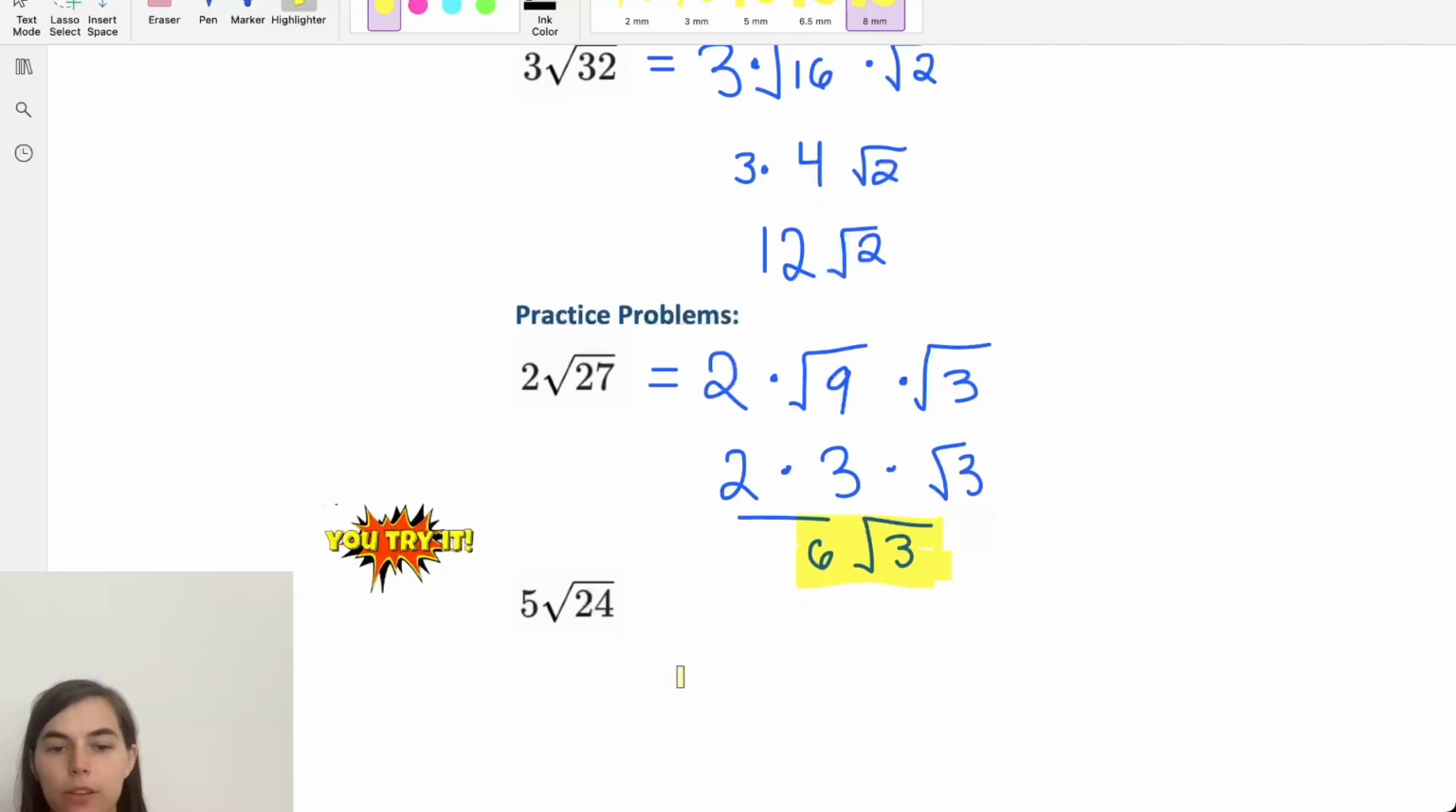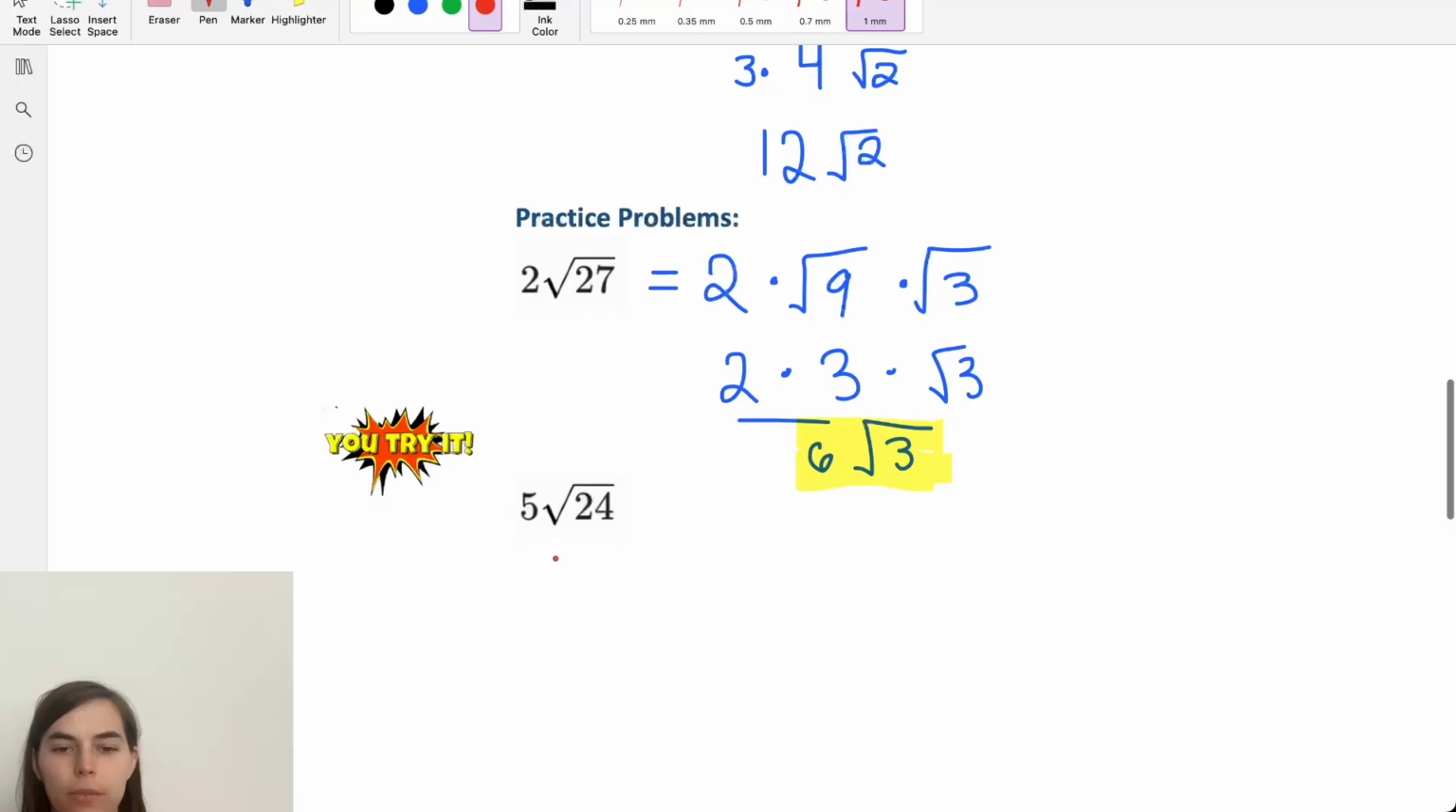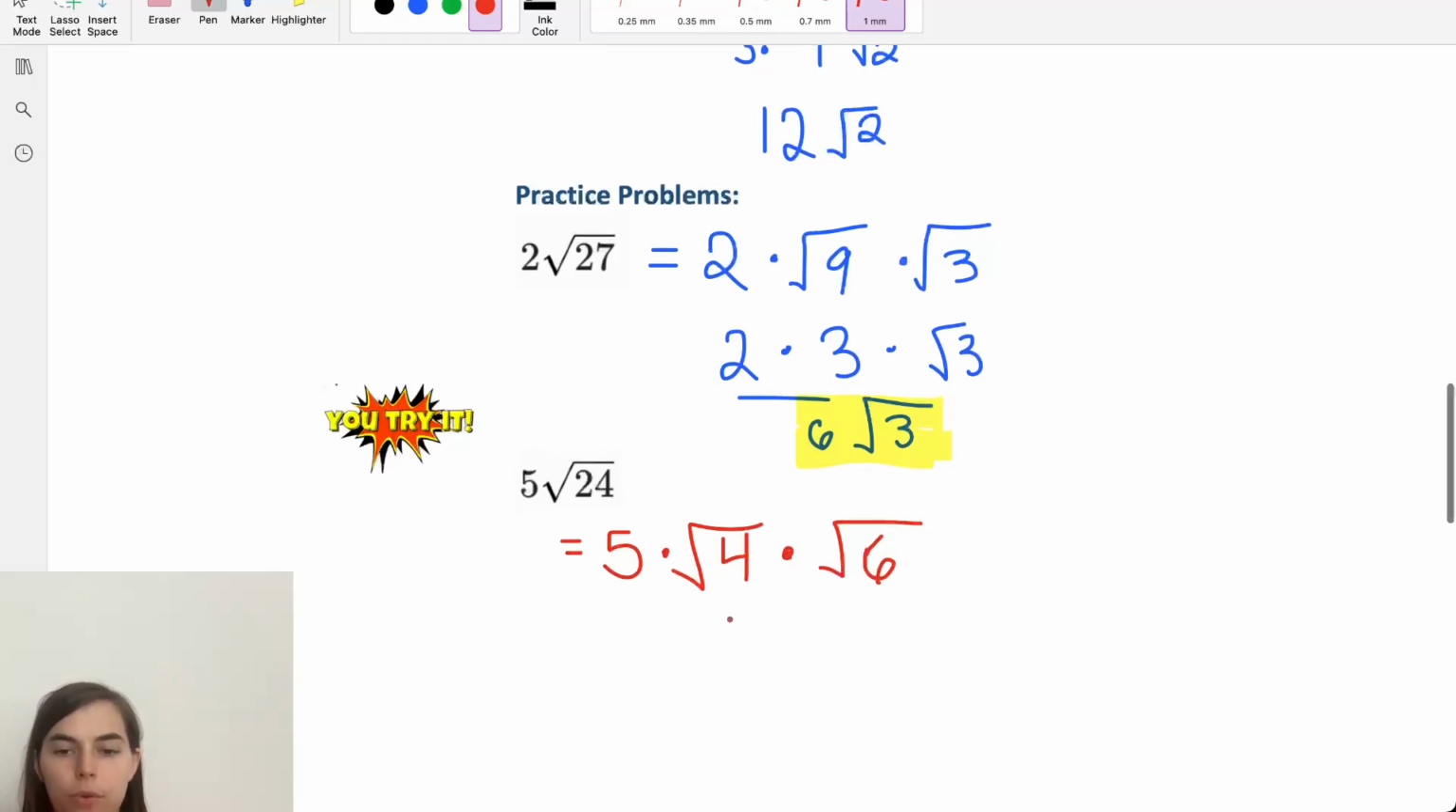the video right here and try this next one, 5 square root of 24. Alright, now that you're back, let's go through it together and see if you got the right answer. So again, we're going to leave the 5 on the outside, and we need to think, what is the biggest perfect square that goes into 24? I believe the biggest one is going to be 4. 4 times 6 gets us 24. Now again, simplify the square root of 4 to get us 2. And multiply the 5 times 2 to get 10 square root of 6.